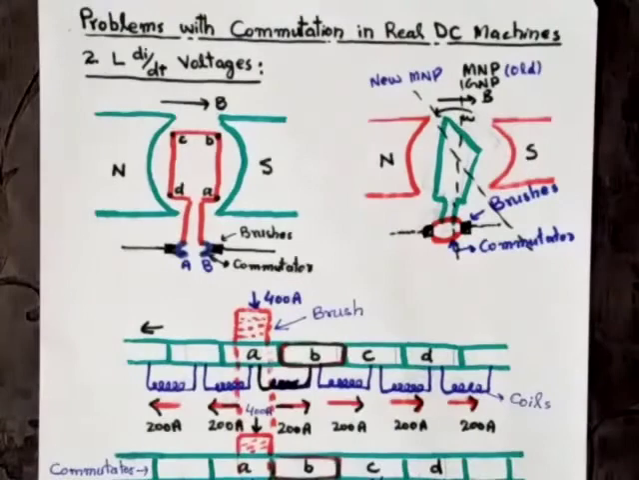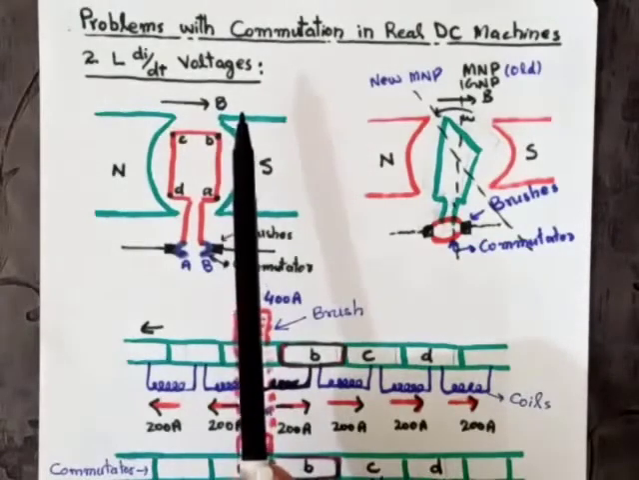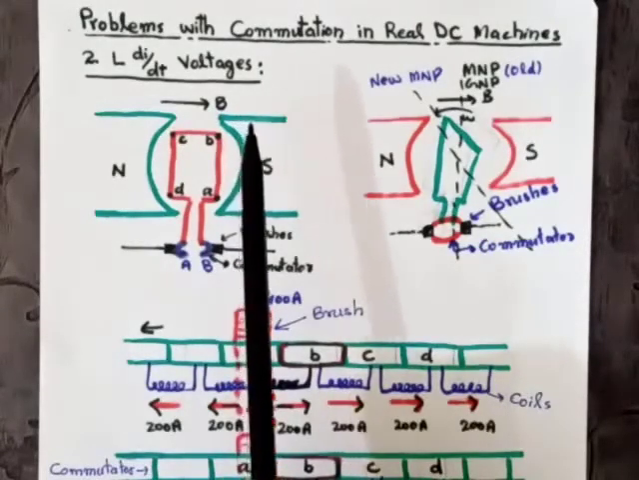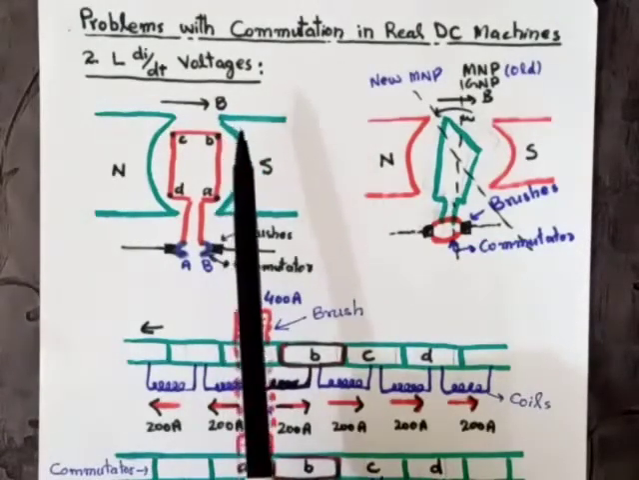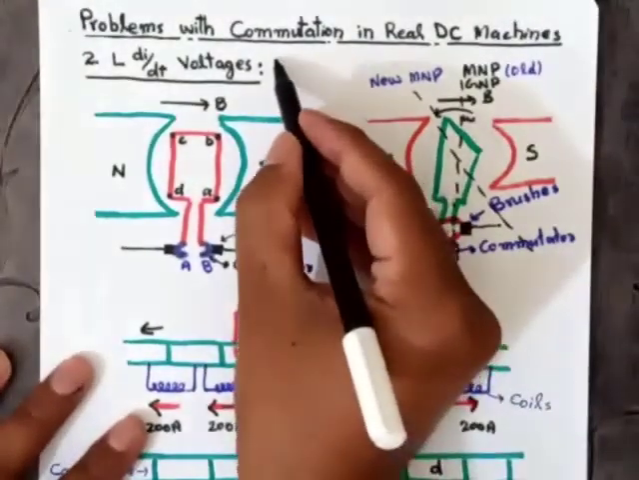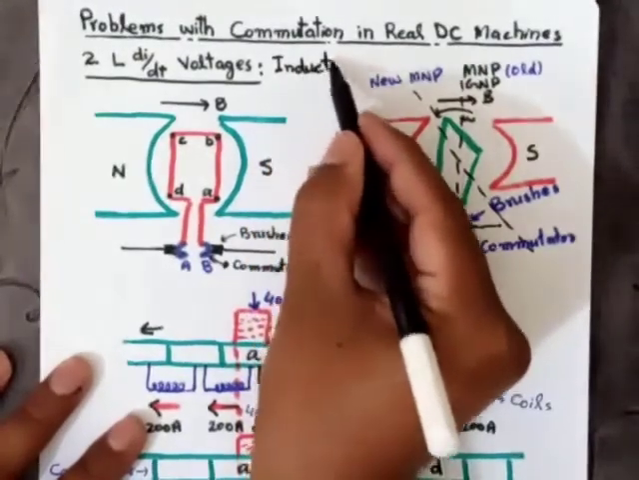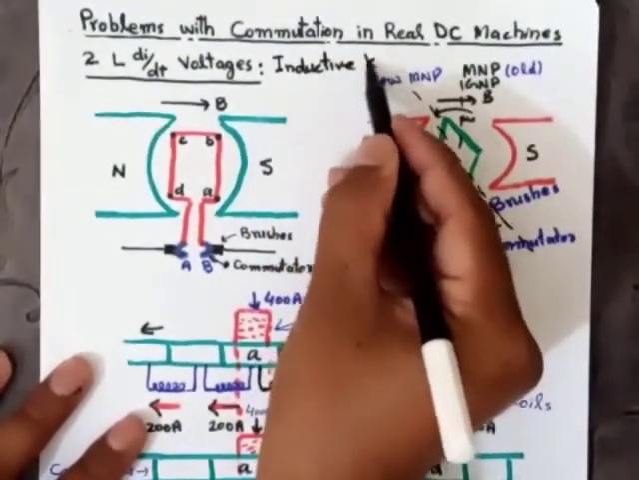The second issue that occurs during commutation is L dI over dt voltages. That occurs on the commutators and is also known as inductive kick.